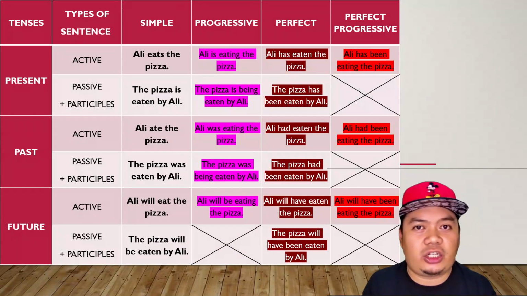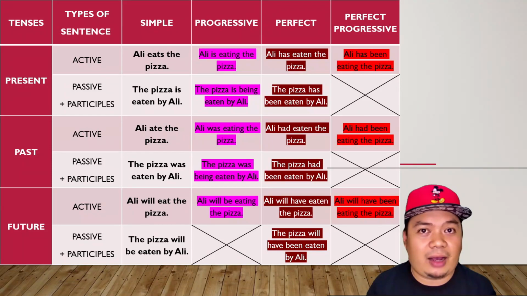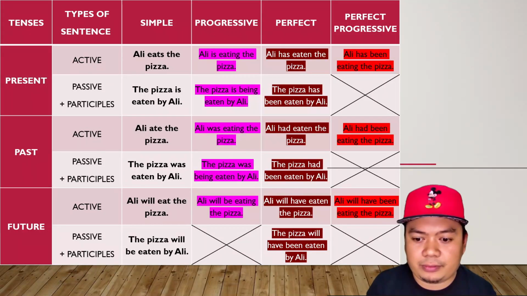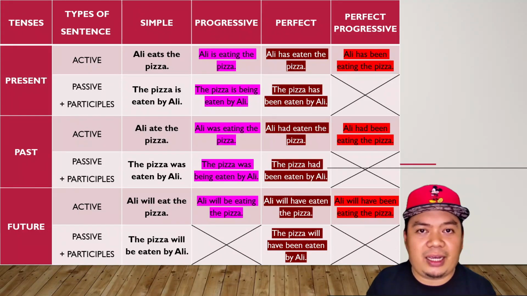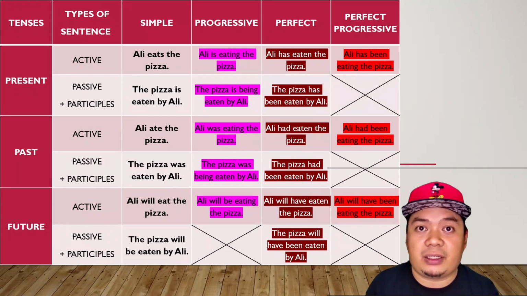Welcome back to the next section of the video. Now we want to see the examples of how we apply all the formula into the magic table. Let's start our first sentence with present simple active, which is Ali eats the pizza. So Ali eats the pizza is the first sentence. We will use the same sentence throughout the whole table, and let's see the difference in terms of the structure.